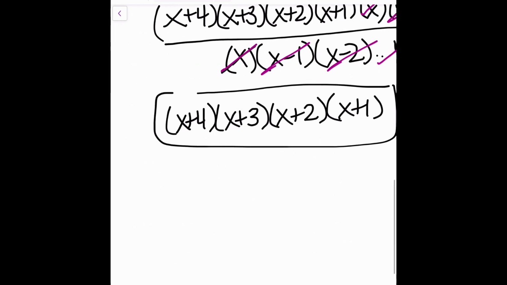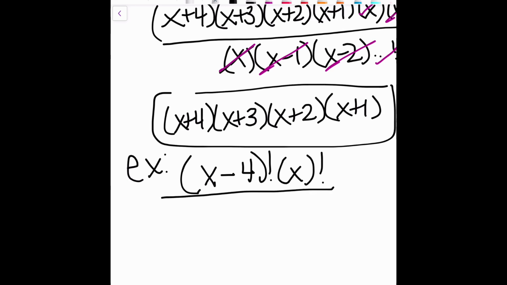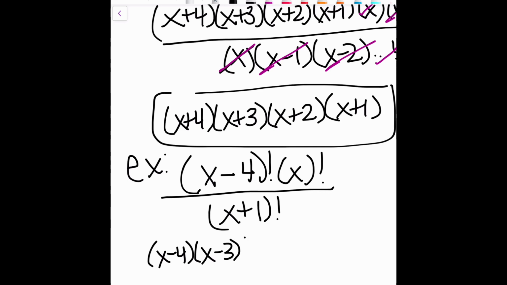Let's do one more example here. Let's say I had x minus 4 factorial times x factorial all over x plus 1 factorial. So again, I'm just going to expand this out. So this would be like x minus 4 times x minus 3, or sorry, x minus 5, I'm subtracting one more, times x minus 6, etc.